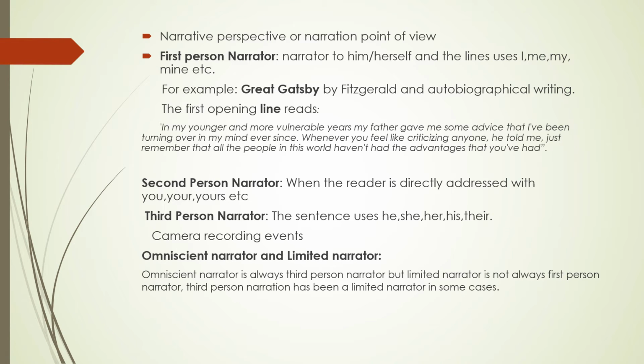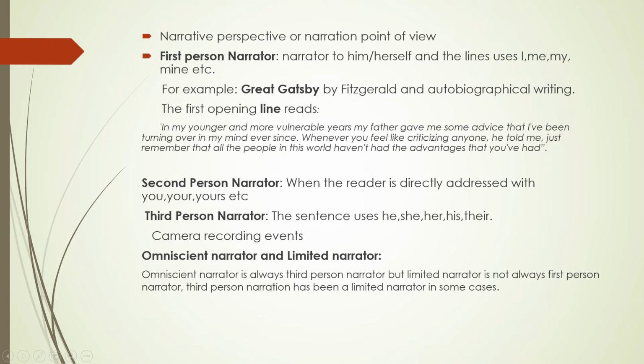Next, the third person narrator. This is commonly used, and here the narrator doesn't refer to himself or herself in the first person and is not addressing the reader in the second person either. Instead we get an observer's perspective. Here we can know about the other person's thinking or about the whole incident or events going on in the story or in the novel.